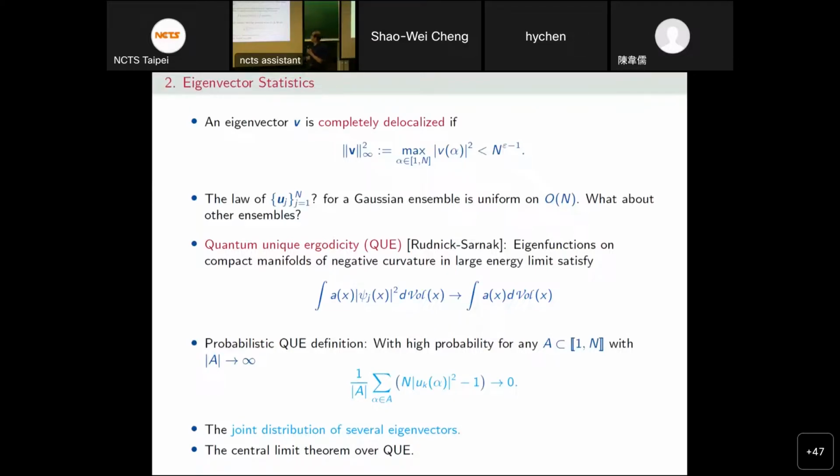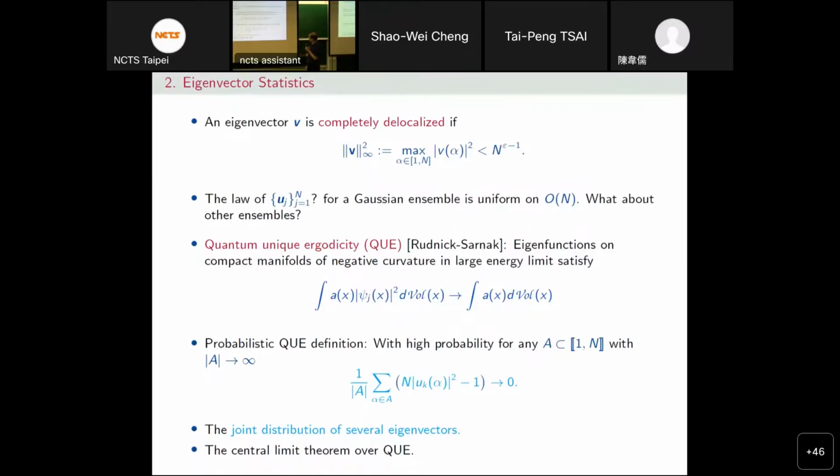And then there's another concept called quantum unique ergodicity. This means that the eigenfunctions are completely flat. People like Peter Sarnak and Rudnick are very interested in this kind of question in differential geometry, but we just follow this name, quantum unique ergodicity. We just say the probability version of this. The eigenvector is completely flat, meaning each eigenvector component, you multiply by n, and you believe this is 1. So subtract 1 and take an average over a.